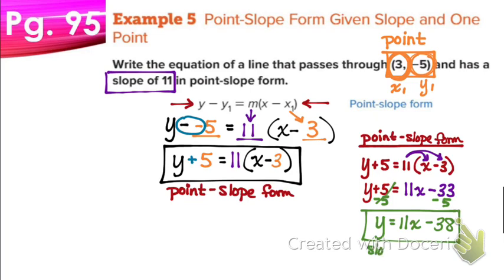This is slope intercept form. Point slope form, I still have that slope of 11, but it uses any point that's on that line. Slope-intercept form very specifically has the slope and the y-intercept, so where it touches the y-axis.